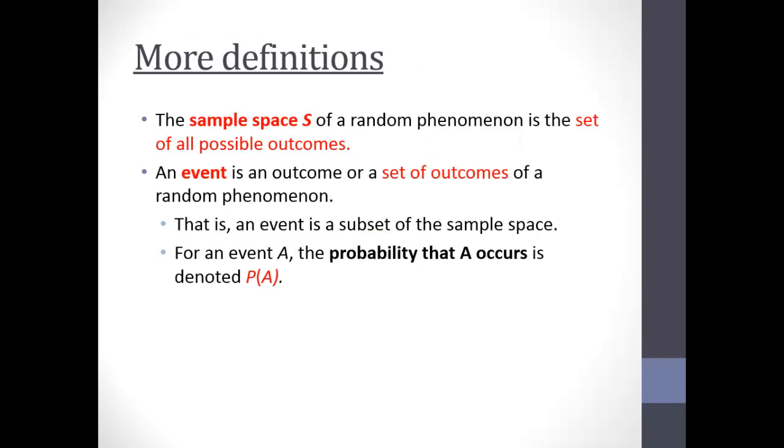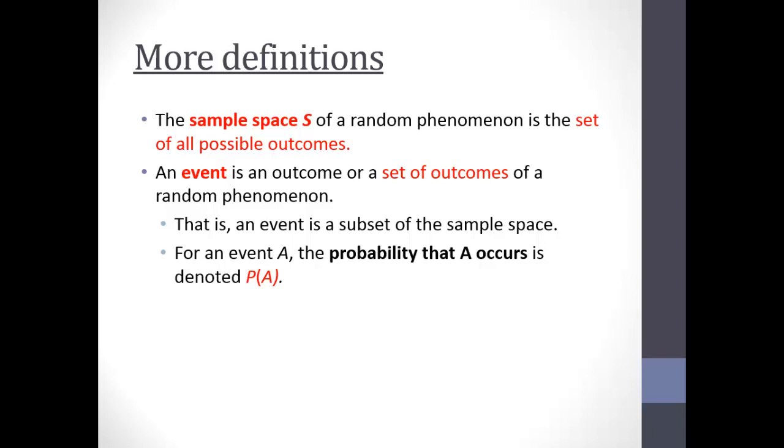So more definitions here. The sample space of a random phenomenon, the first part of what was on that previous slide, is the set of all possible outcomes. We'll take a look at an example here and show you what all these things are. And then what we're going to call an event is an outcome or a set of outcomes of a random phenomenon. So it's going to be individual things from our sample space, or maybe combinations of those things.